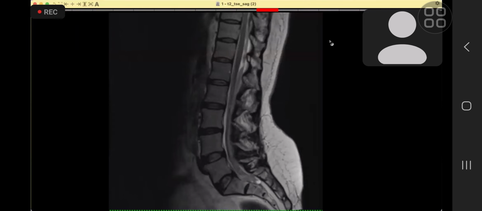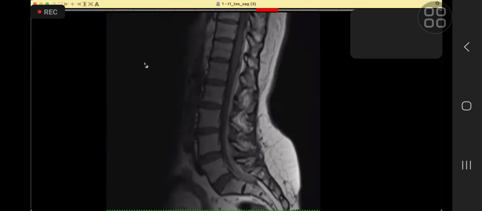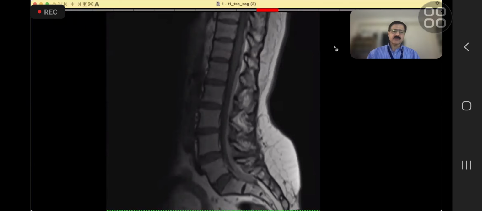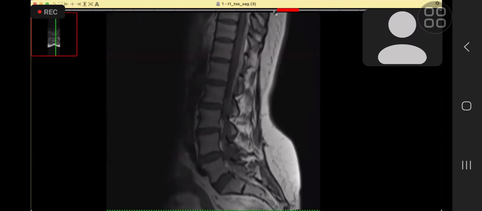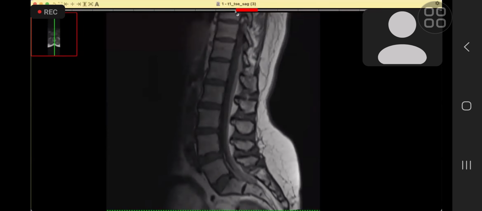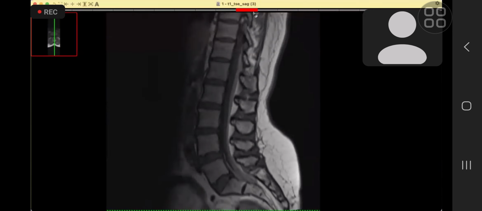In my routine practice, I will also review the other sequences available, usually a T1 or STIR sequence. This is a T1. Oh, sorry. No, you were looking at T2. Now I have given you a T1. Oh, sure. Thank you. So again, the T1 sequence demonstrates this florid leptomeningeal thickening along the thecal sac.